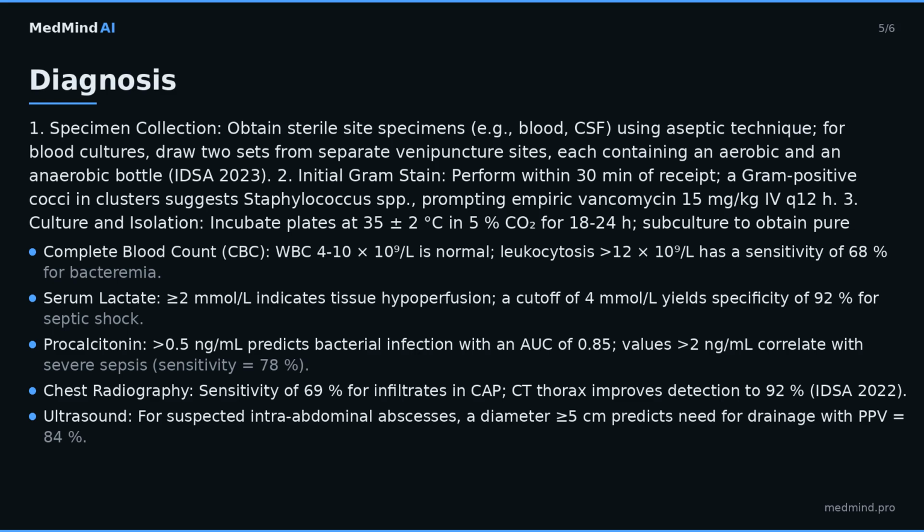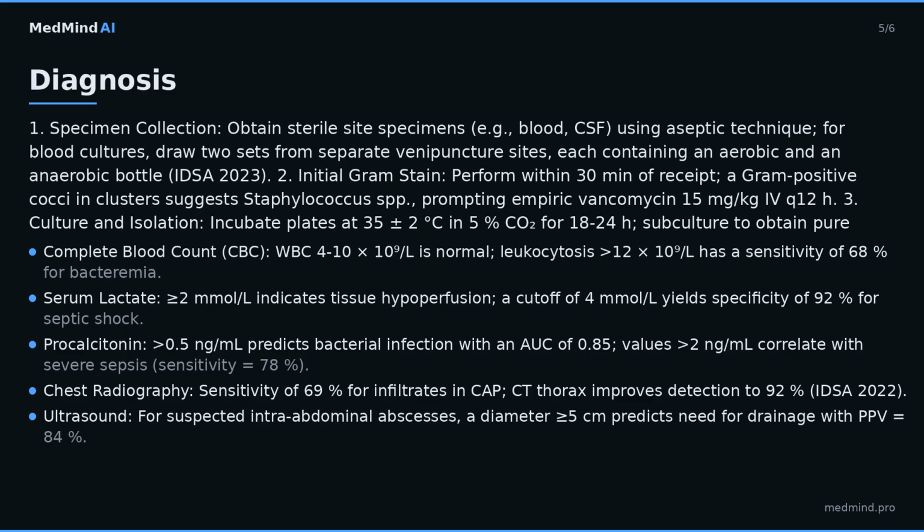8. Quality control. Include ATCC reference strains, e.g., E. coli ATCC 25922, with expected zone diameters of 30-35 mm for ceftriaxone and MICs of 0.25 µg/ml. Deviations greater than plus or minus 1 mm or plus or minus 1 dilution trigger repeat testing.